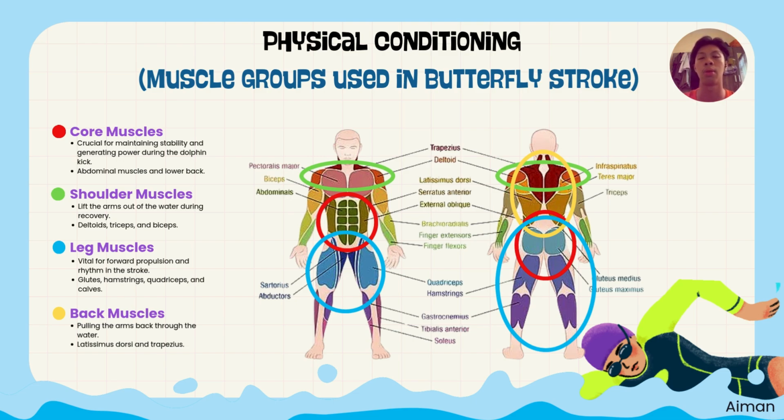Lastly, for the back muscles, the latissimus dorsi and trapezius play a significant role in pulling the arm back through the water. These muscles are essential for generating propulsion during each stroke.